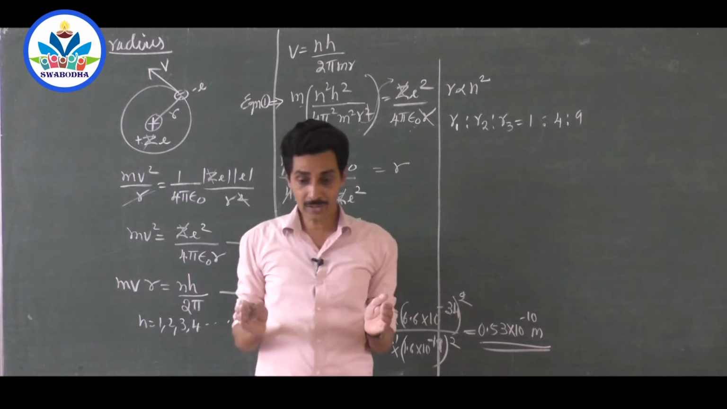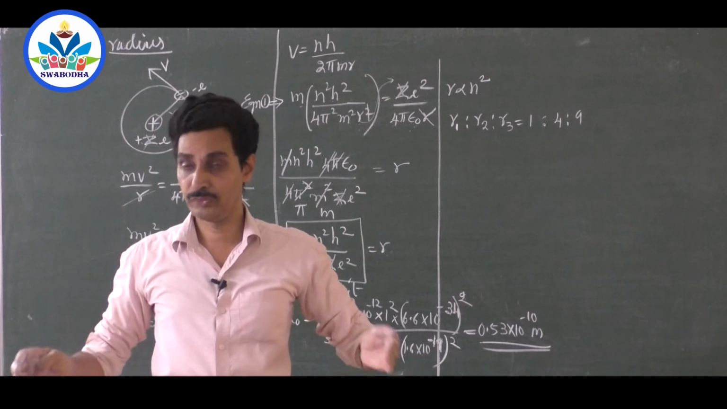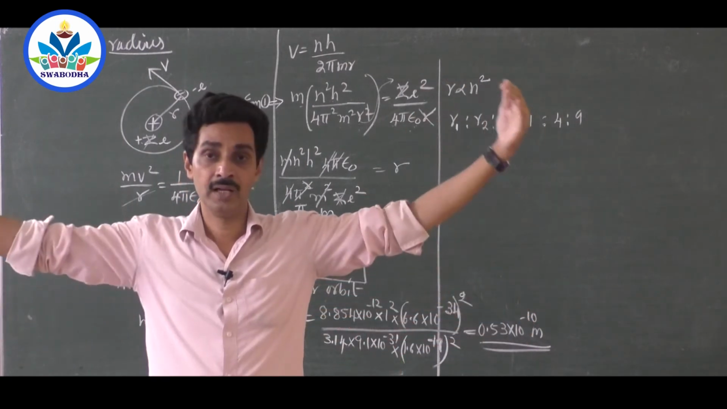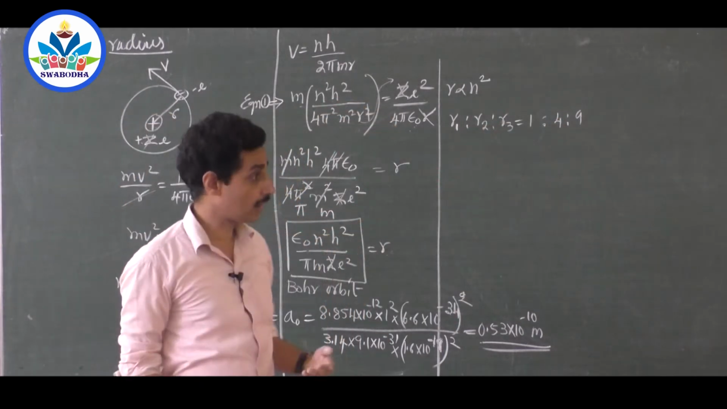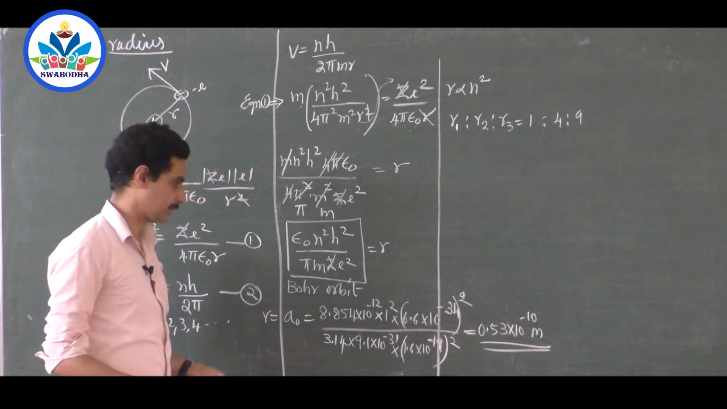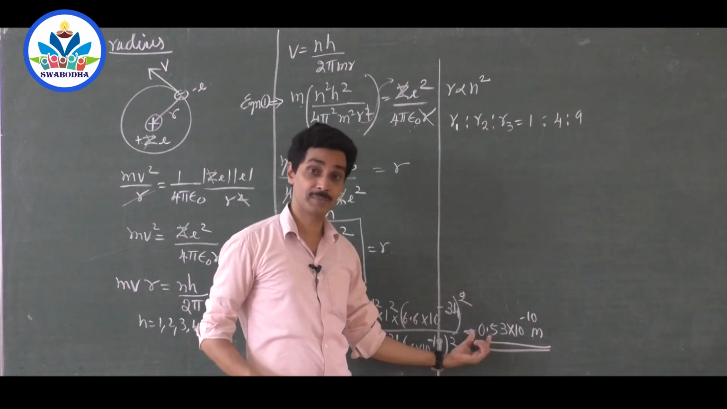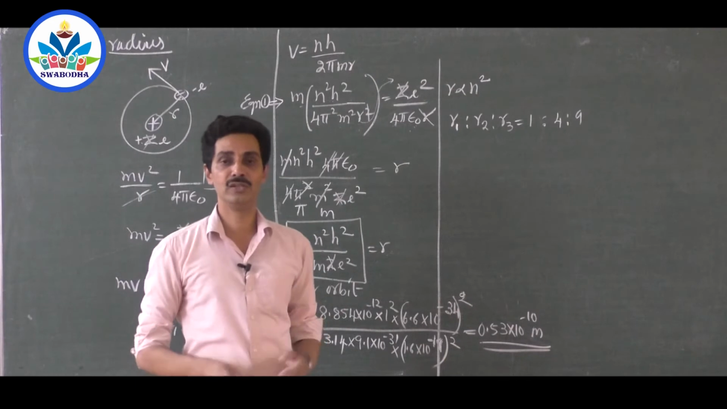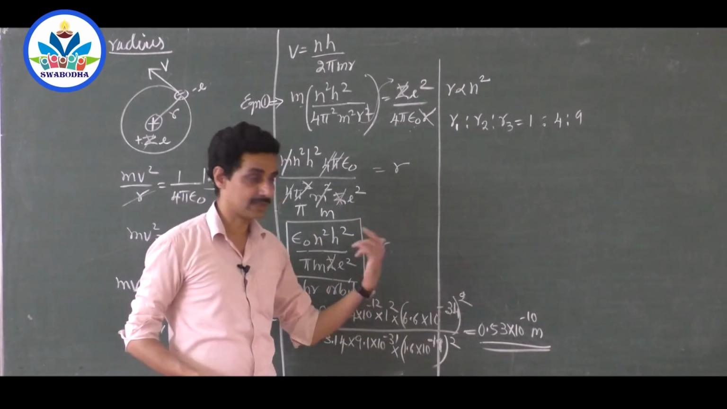So if the first orbit has radius capital R, the second orbit will be 4r, the next orbit will be 9r, the next 16r, 25r, 36r, like this. So the radii of the orbits are in the order of n square, the square of the quantum numbers. So if you want to know the radius of the seventh orbit of the hydrogen atom, it is 0.53 into 10 to the power minus 10 into 49, because you will have to change only n to 7 square, that's all.